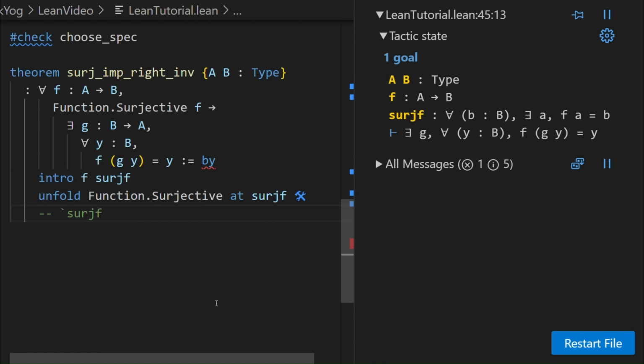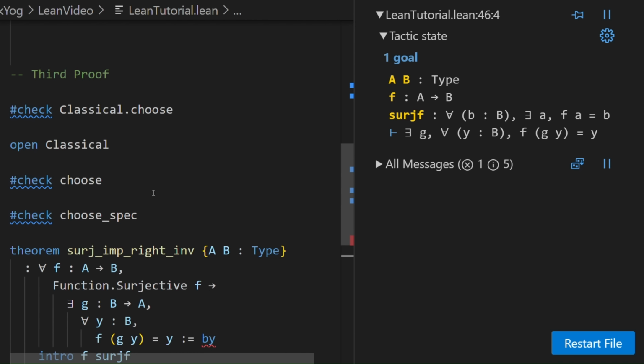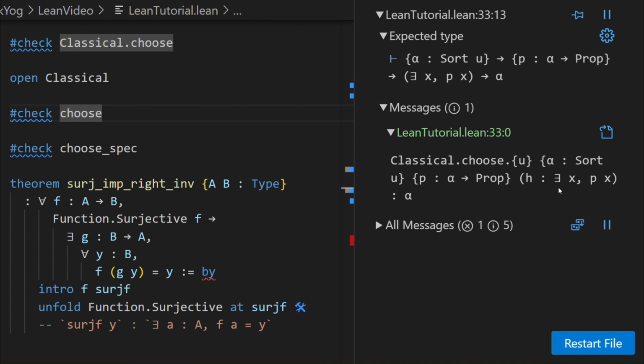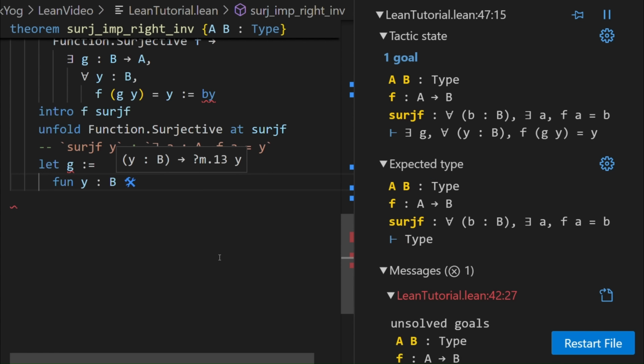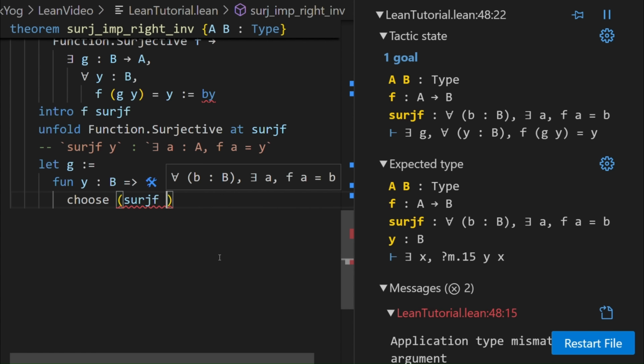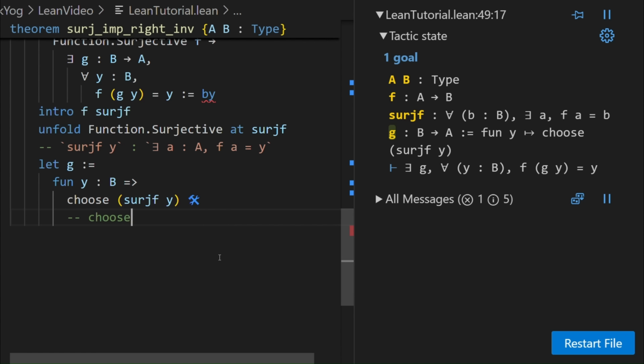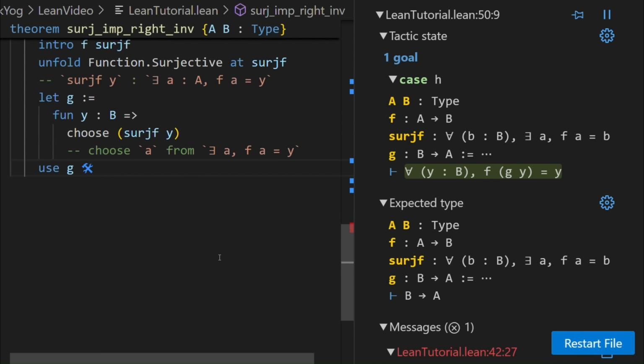Notice that if I give surj_f any input y from b, it will give me a proof that there exists an a such that f of a equals y. The choose theorem states that if you give it an exists proof h, it will choose one of those elements. Now let g be a function that takes a y from b and chooses from surj_f y. That is, it will choose an a from the proof of there exists a such that f of a equals y. We can now use g as the right inverse we need.